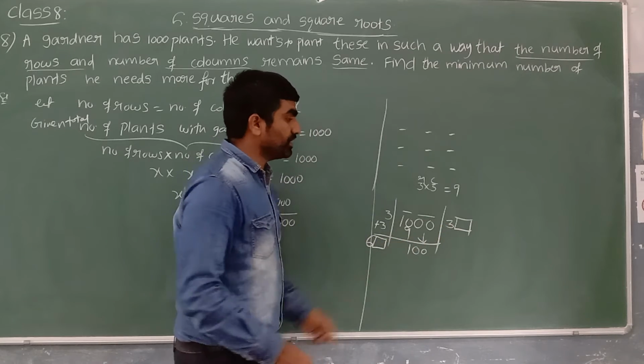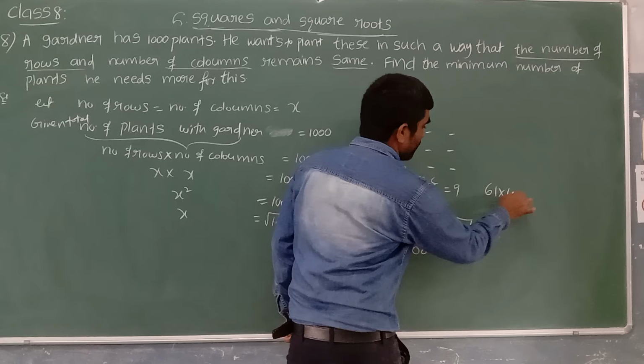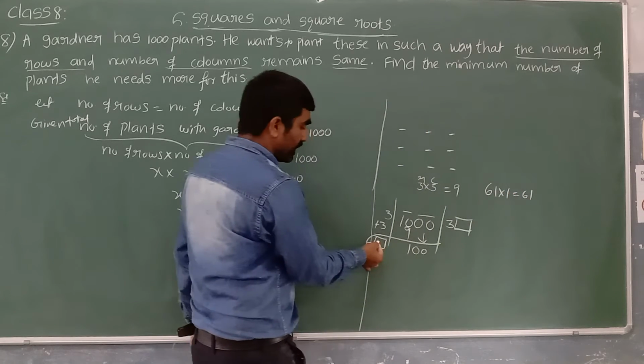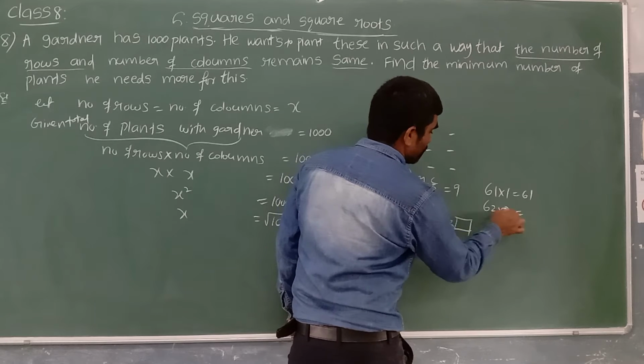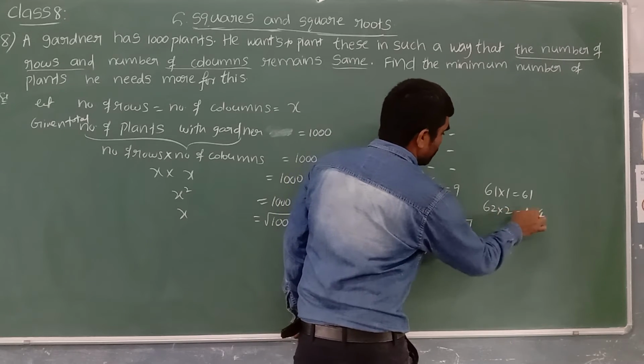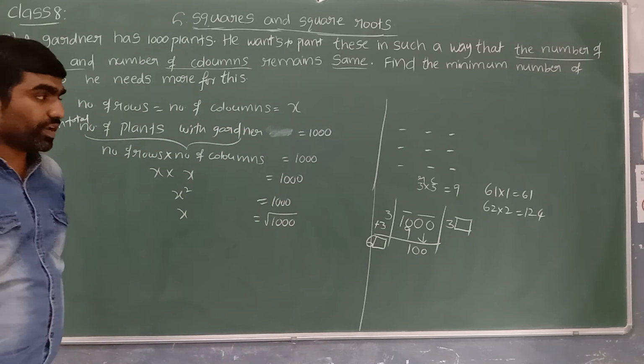Now what is the required digit? If I write 1 here, here also 1, then 61 into 1 is 61. If I write 2 here, here also 2, then 62 into 2: 2 twos are 4, 2 sixes are 12, so 124 and 30. Now tell me, can I go with 61 or 124?